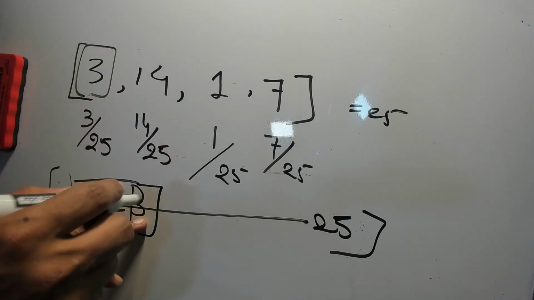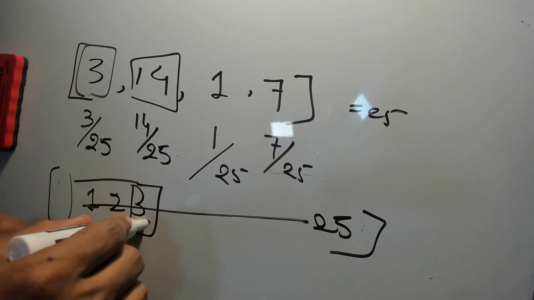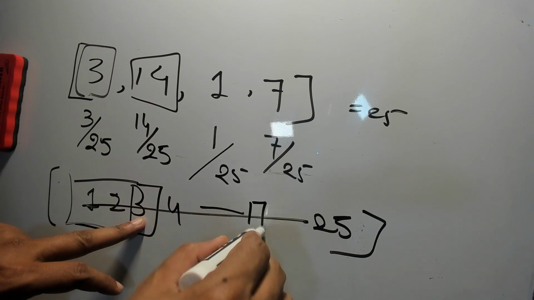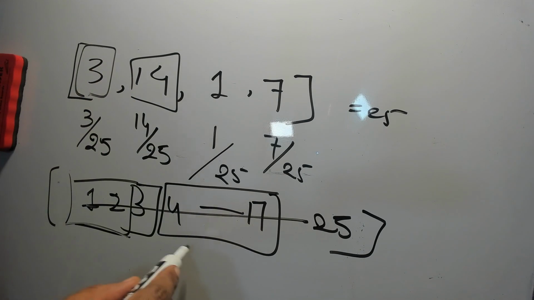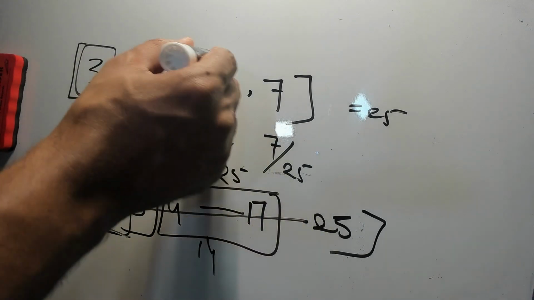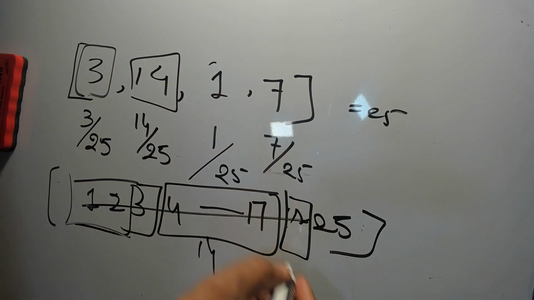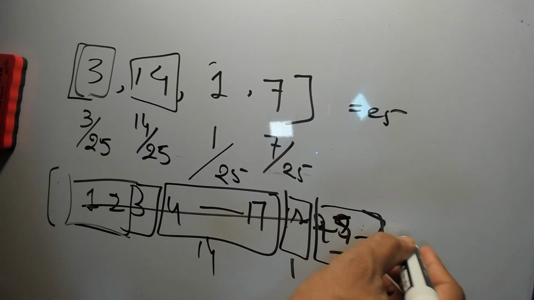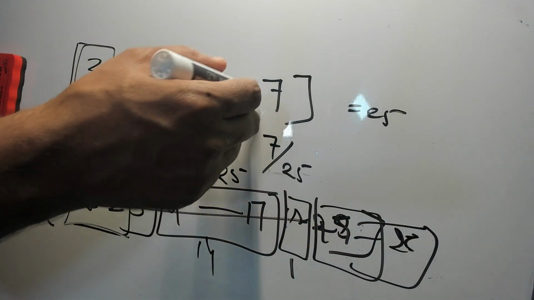Now for getting 14, we're going to add 14 to 3, so that will become 17. So from 4 to 17, this bucket represents 14. Similarly, after 17, we just have 1, so 18. This bucket represents that 1. And after that, from 19 to 25, that bucket will represent 7.